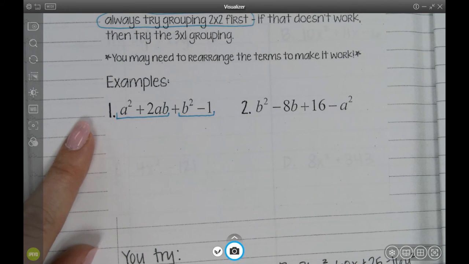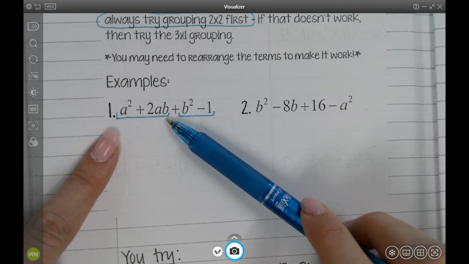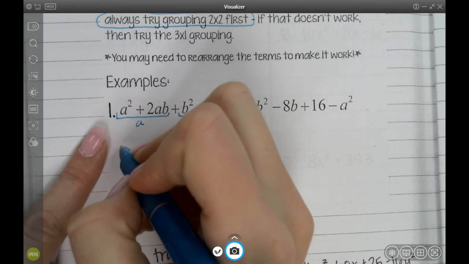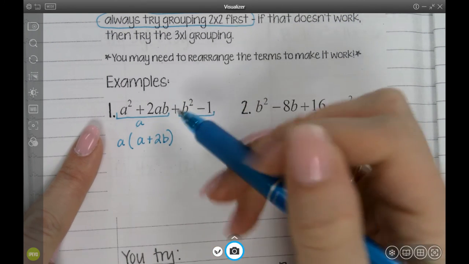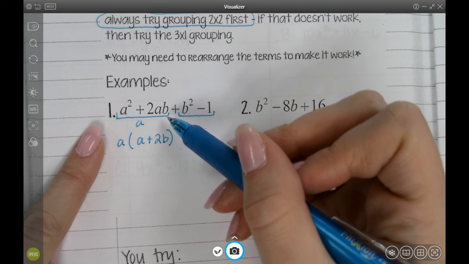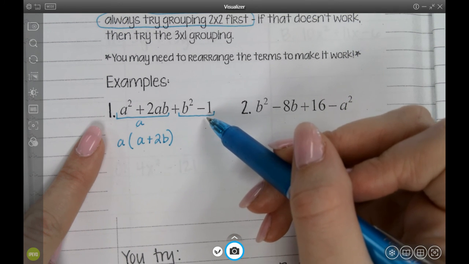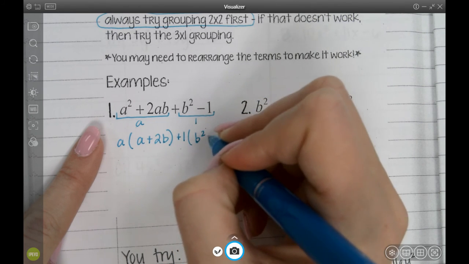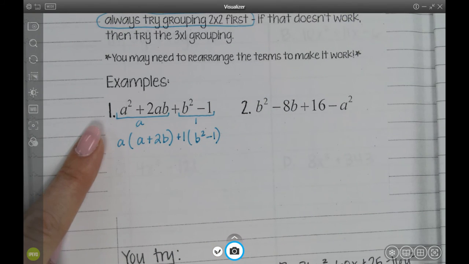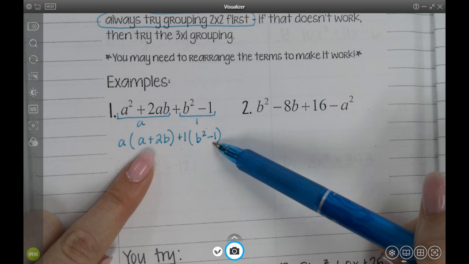Okay. So if I do 2 by 2, what's my GCF in the first 2? A. So then I have A times A plus 2B. That's normal, right? That's what we did when we did grouping 2 by 2. That's how it looked, and it was fine. What was my GCF here? 1. If I take out a 1, then I have B squared minus 1. Are my parentheses the same? No. So grouping 2 by 2 did not work in this case.